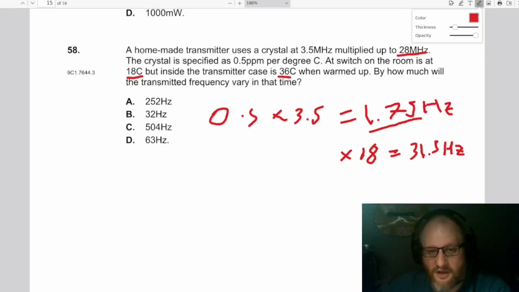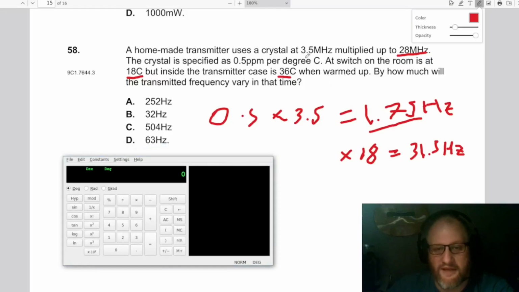So now on to the next part. We know that the output from the crystal oscillator is being multiplied up to 28 MHz, but that will also include the error, this 31.5 hertz error, once the case is fully warmed up to 36 degrees C. So let's figure out the multiplication ratio from 3.5 to 28: 28 divided by 3.5 is 8 times. So the 3.5 is being multiplied 8 times to get to 28, and let's also multiply our error by 8, so 8 times 31.5 gives us a value of 252 hertz.